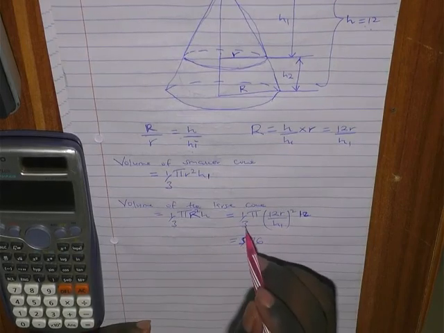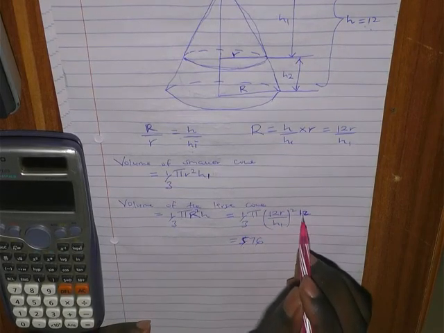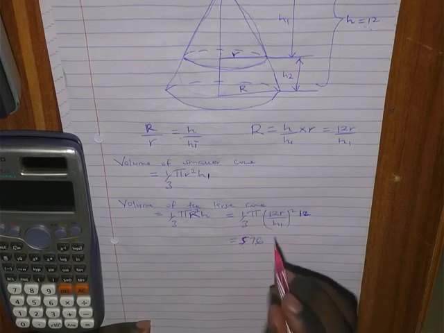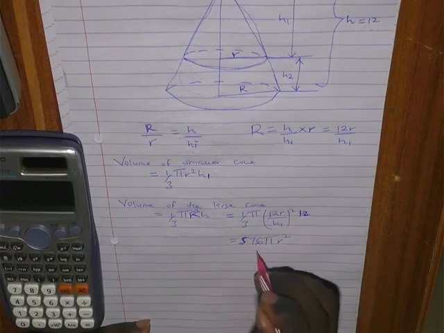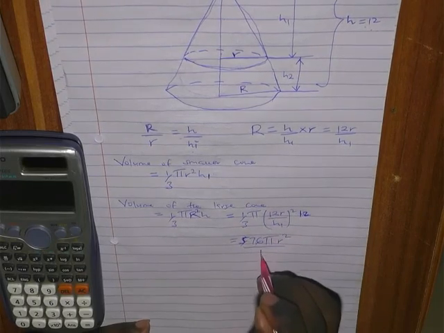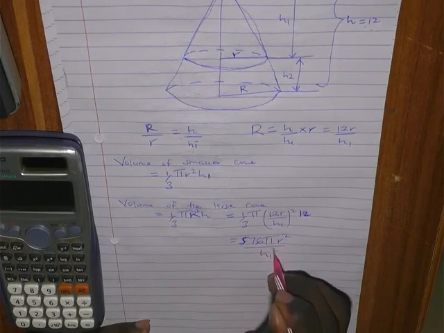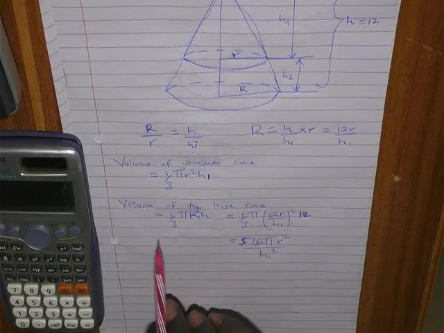So 576 is gotten by 12 times 12 squared, 12 squared times 12 divided by 3. So 576 pi, and then the r squared all over h1 squared, okay? So this is the volume of the large cone.